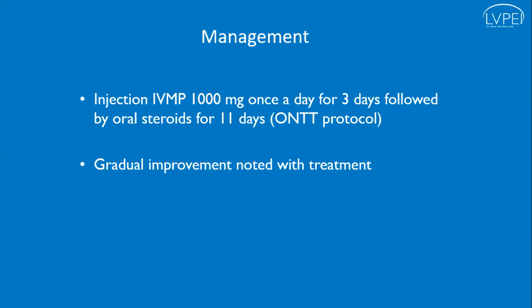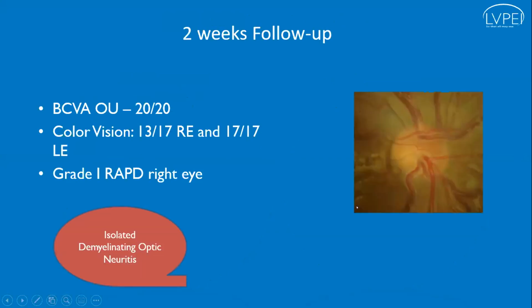So we treated the patient as idiopathic isolated demyelinating optic neuritis, and as per the ONTT protocol, the patient was treated with IV steroids followed by oral steroids, and there was gradual improvement noted with treatment. Two weeks later, the patient had remarkable improvement with visual acuity coming back to 20/20.